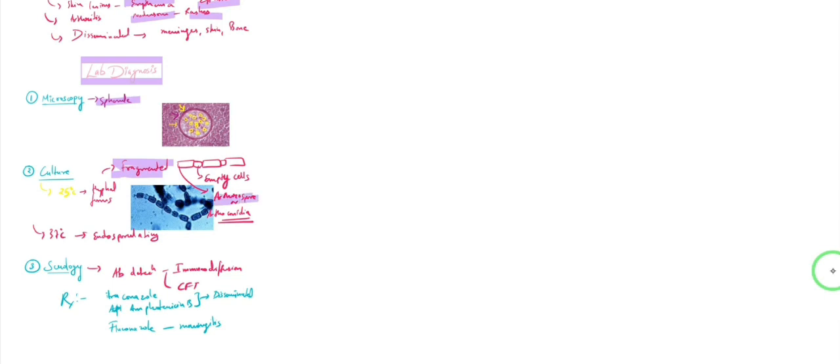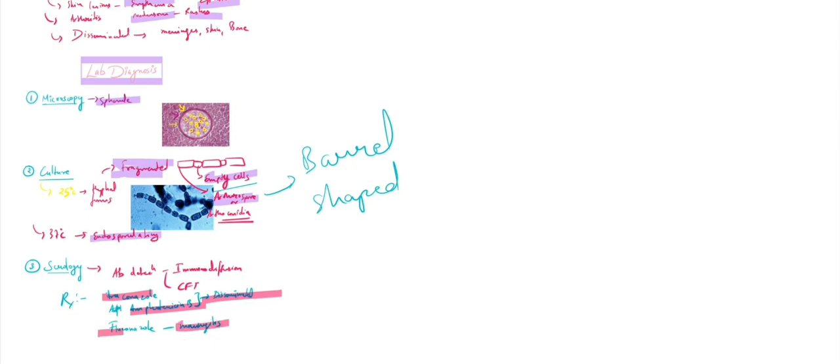These are, by the way, barrel-shaped arthrospores, and in between them the empty cells are present. At 37 degrees Celsius, we are again going to see endosporulating spherules. By serology, we can do antibody detection through immunodiffusion test and CFT. For the treatment, we give itraconazole and amphotericin B in case of disseminated cases, and if the patient has meningitis, we can give fluconazole.